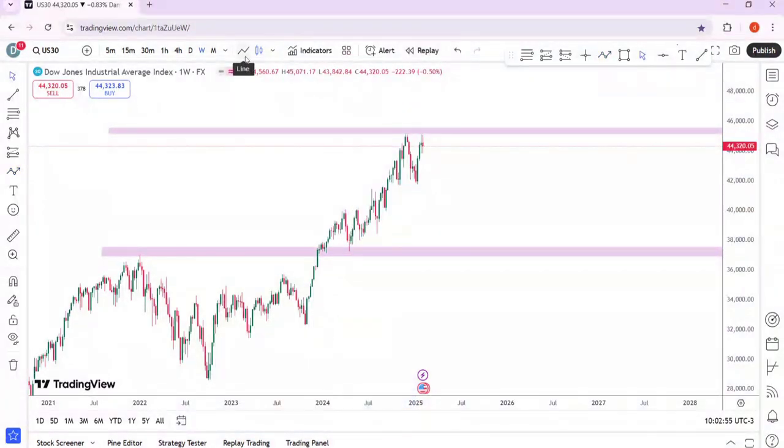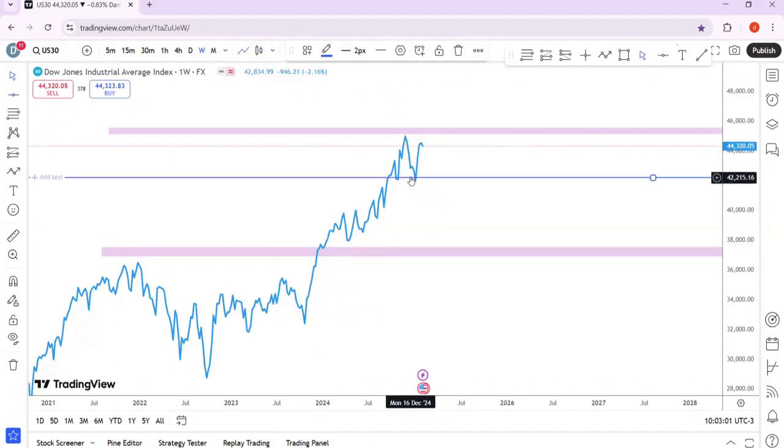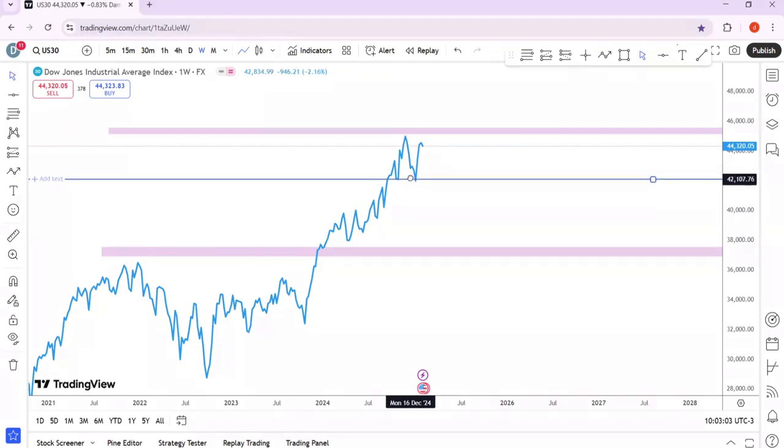Okay, so how could we see our break of structure clearer? You can switch to the line chart and bring out your horizontal line right here and put it right here, and we can see that the last higher low right here was truly broken. Prices made a lower low right here to indicate a break of structure.